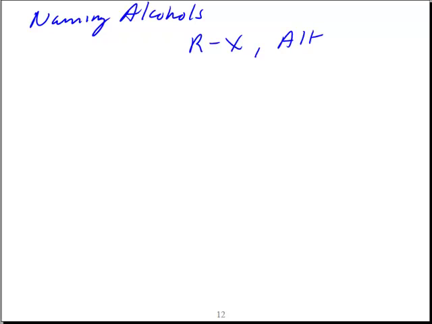Let's name some other functional groups. The folks at IUPAC have assigned priority to the functional groups in order of increasing priority. And to date, we've only been talking about halides and alkanes. And these have the lowest priority, so it doesn't matter how we number them.